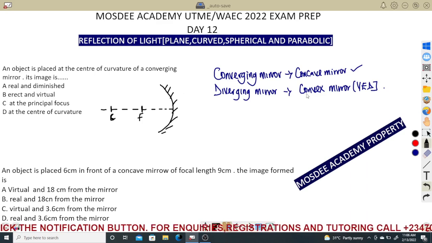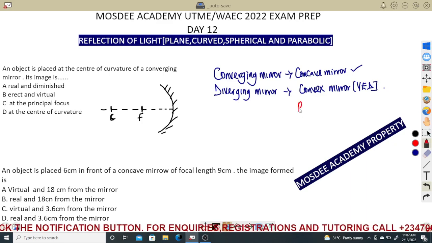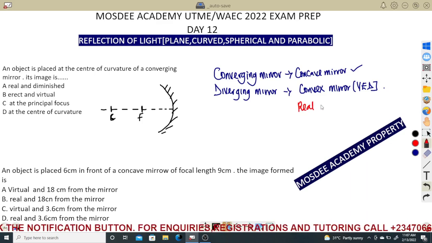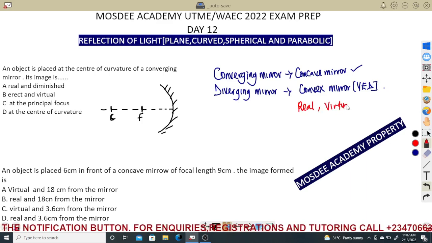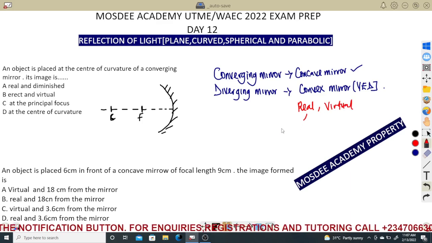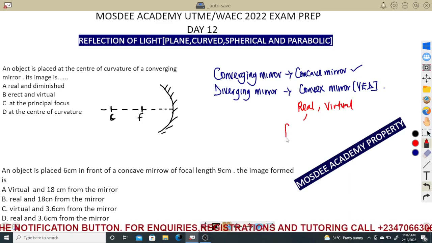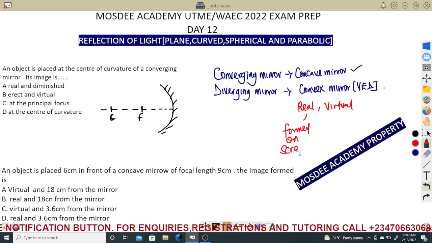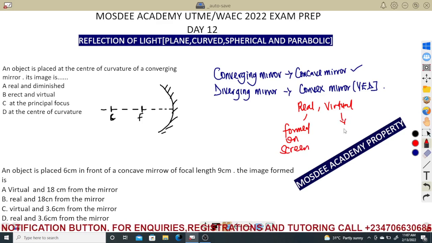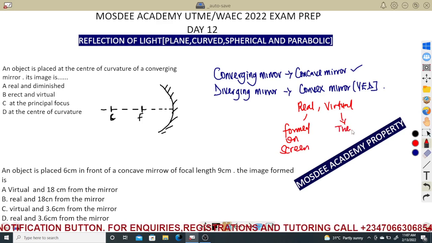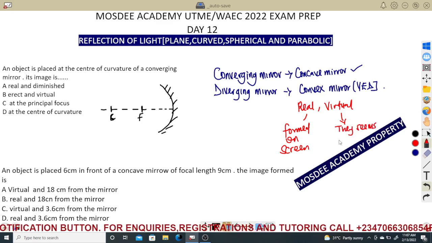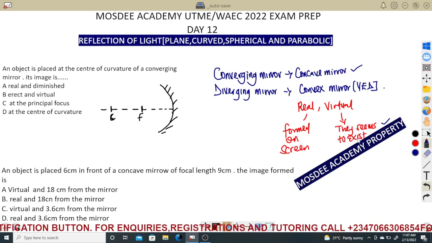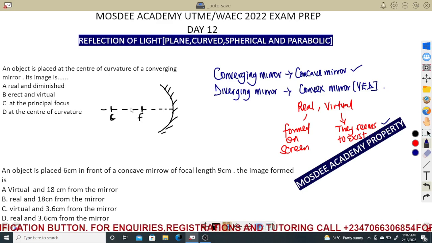Now, images are classified into two: real and virtual images, we talked about that. Real images are formed by actual intersection. They can be seen on a screen. They exist, they are real. Virtual images are not real; they only seem to exist. So keep that in mind because all these are important things you need to keep at the back of your mind.